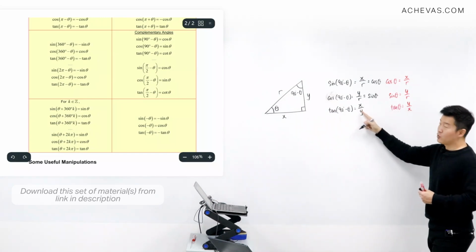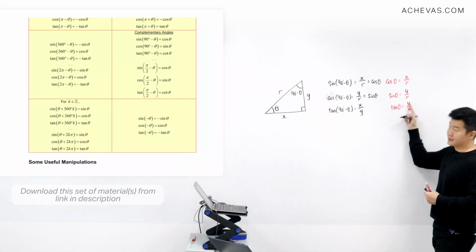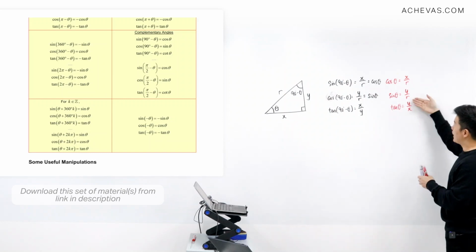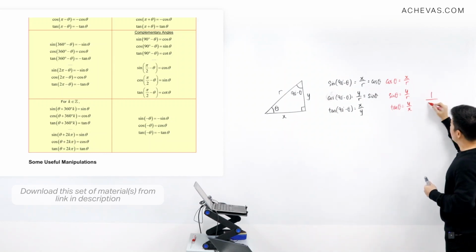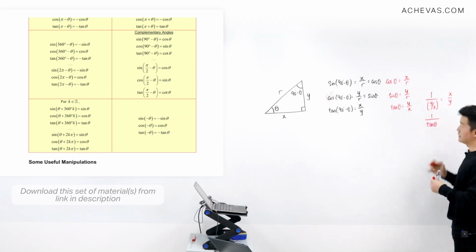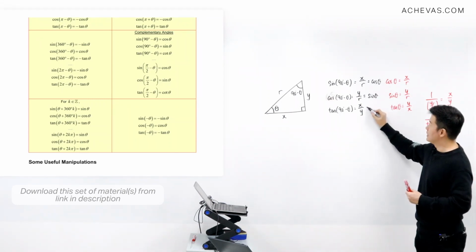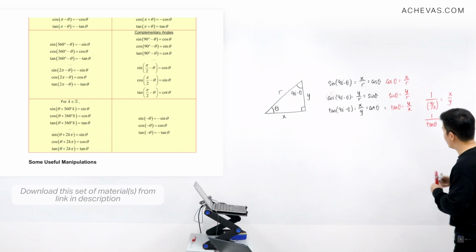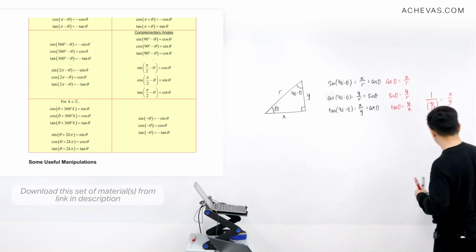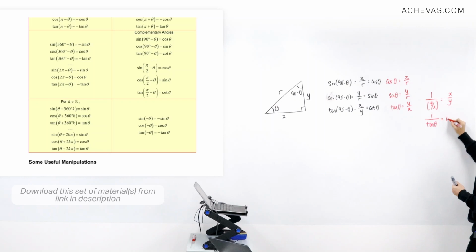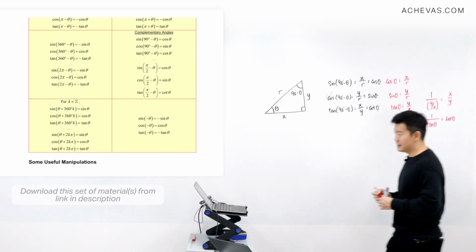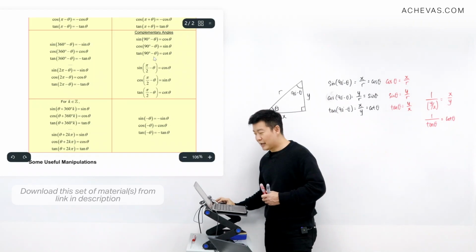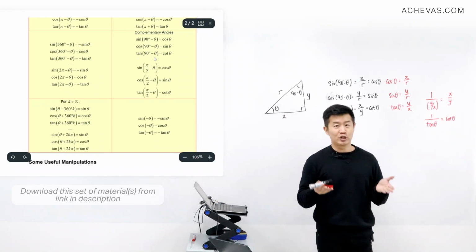And finally, x over y is the reciprocal of this. So x over y is like 1 over y over x, because 1 over y over x is equal to x over y, which means that we are looking at 1 over tangent theta. And what is 1 over tangent theta? It is cotangent theta. Let me write it down here instead. So this gives us cotangent theta. Okay, that is the last result that we have here. Tangent of 90 degrees minus theta is cotangent theta.